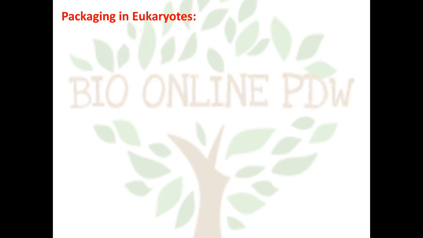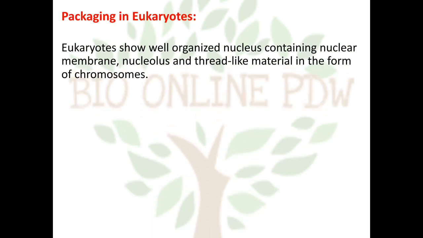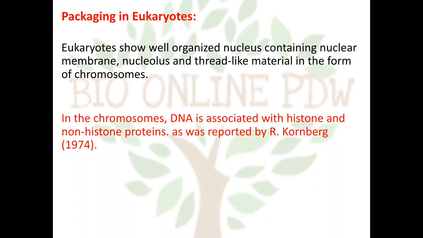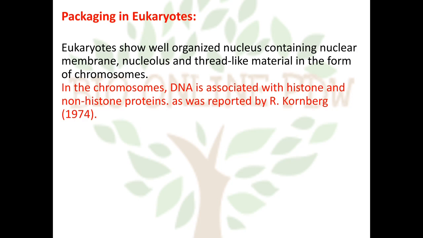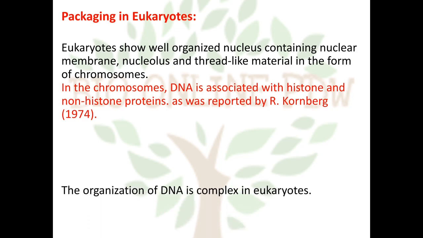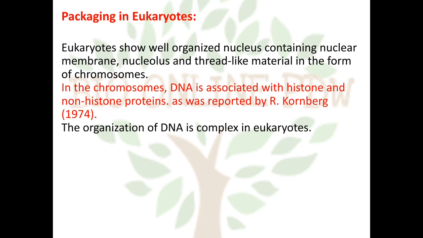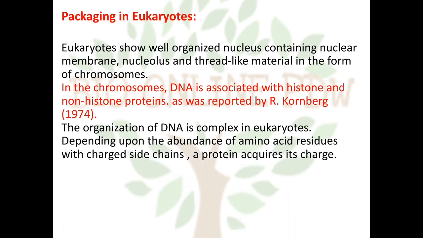Packaging in eukaryotes. Eukaryotes show a well organized nucleus containing a nuclear membrane, nucleolus and thread-like material in the form of chromosomes. So they have an advanced karyote, that is the nucleus, which is well organized. In chromosomes, DNA is associated with histone and non-histone proteins. This was reported by R. Kornberg in 1974. The organization of DNA is very complex in eukaryotes.